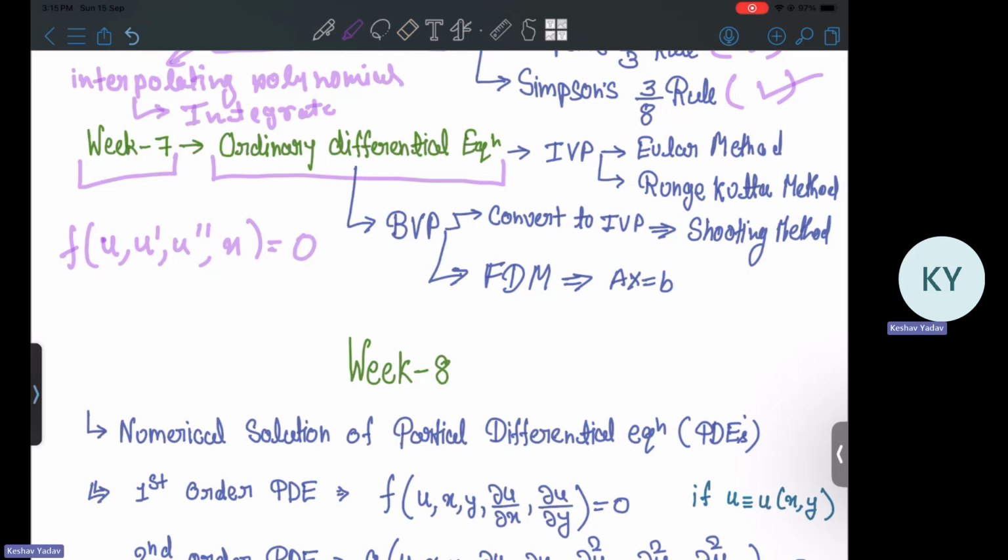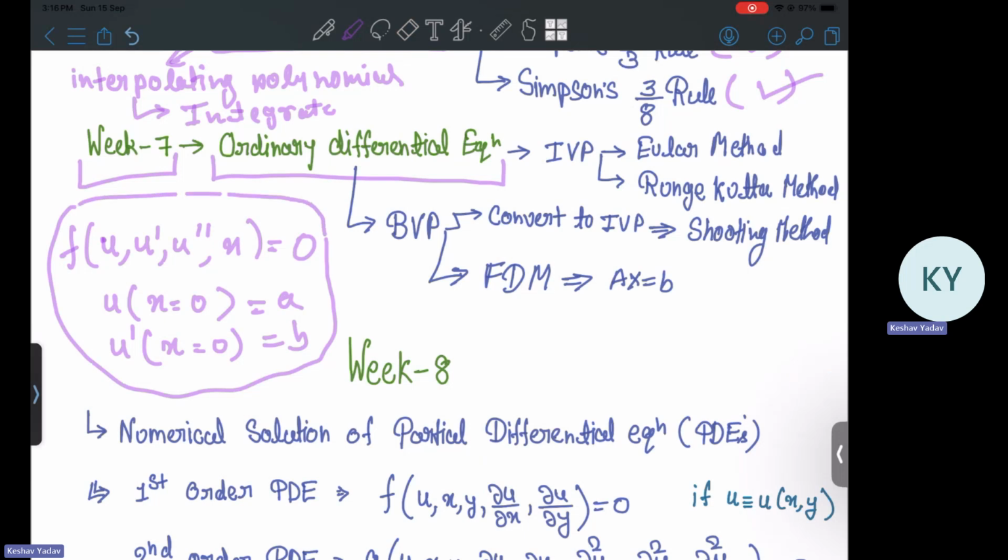So, we have three boundary conditions, three initial conditions. Suppose u at x equal to 0 is something a, and u prime at x equal to 0 is something b. This is a kind of initial value problem. This initial value problem can be solved by using the Euler method. The Euler method is first order accurate. That's why we have discussed some higher order accurate solvers, that is the Runge-Kutta method.